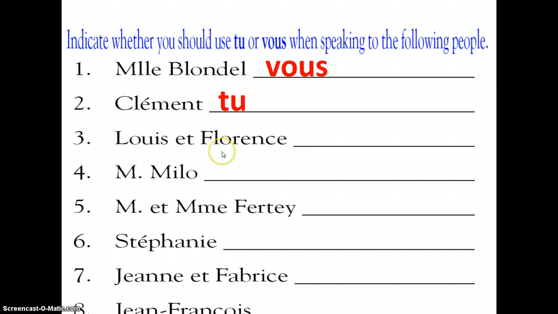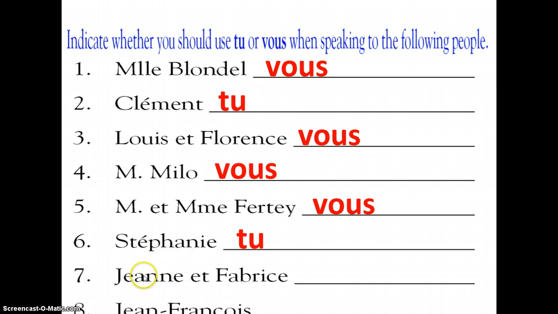Here you have two people, Louis and François and Florence. You will have to use vous here because you have two people. What about Monsieur Milo? You notice here you have the title. So it's respect, someone older than you, or a person of authority. So it's gonna be vous. Monsieur et Madame Ferté, two people. Vous. Good. Stephanie, what would you use?